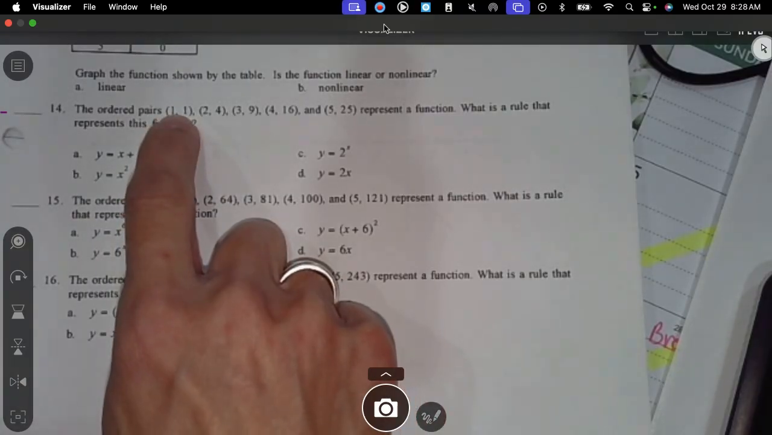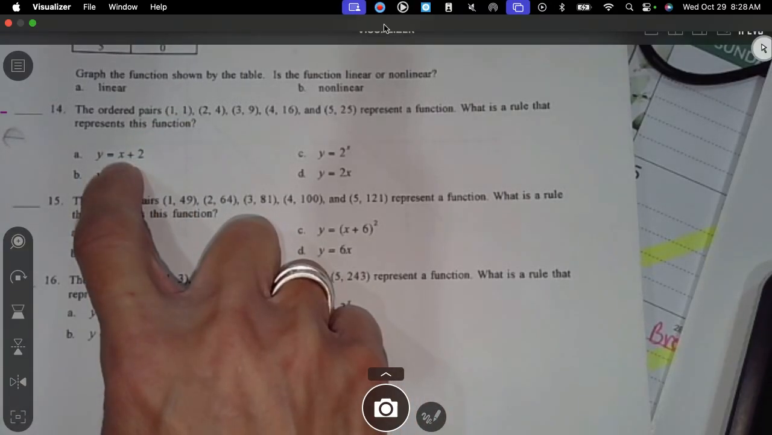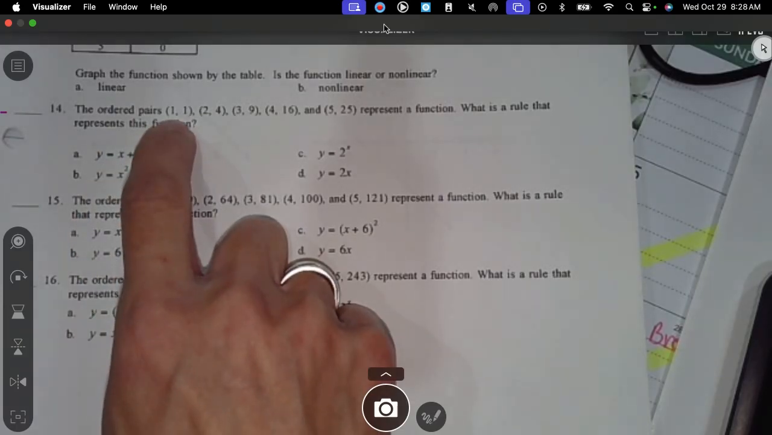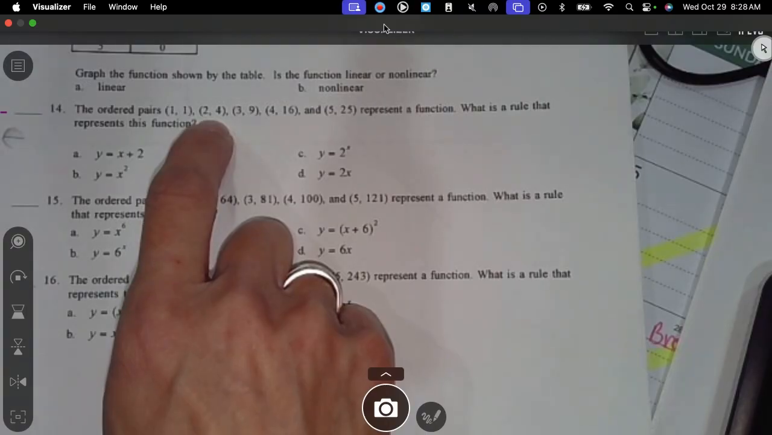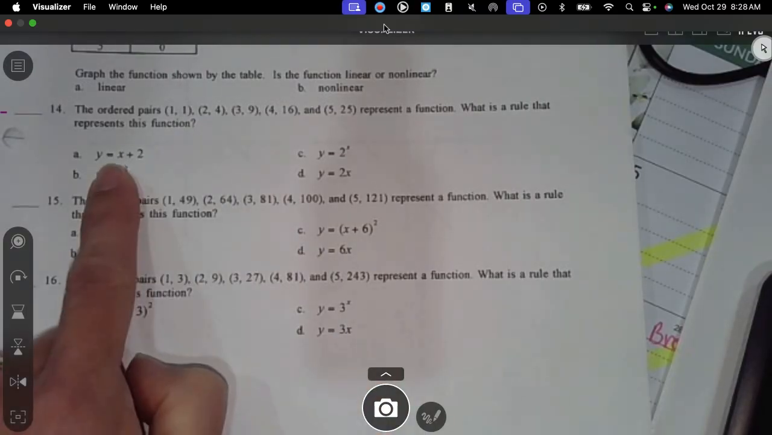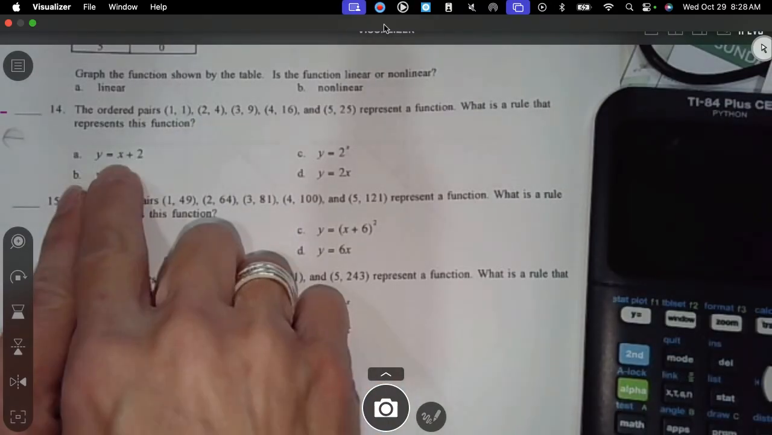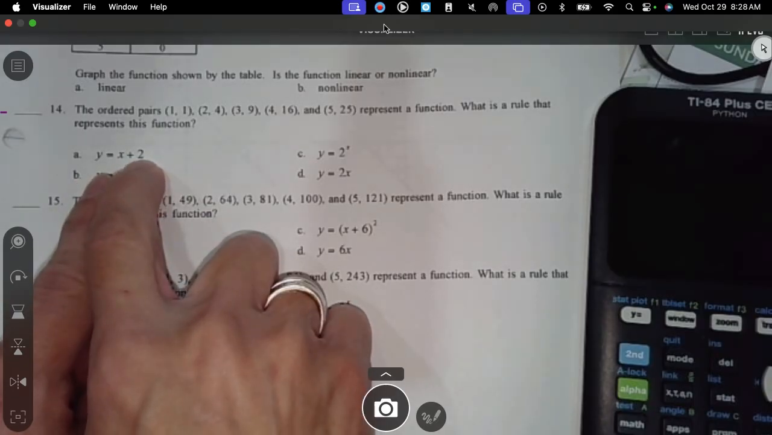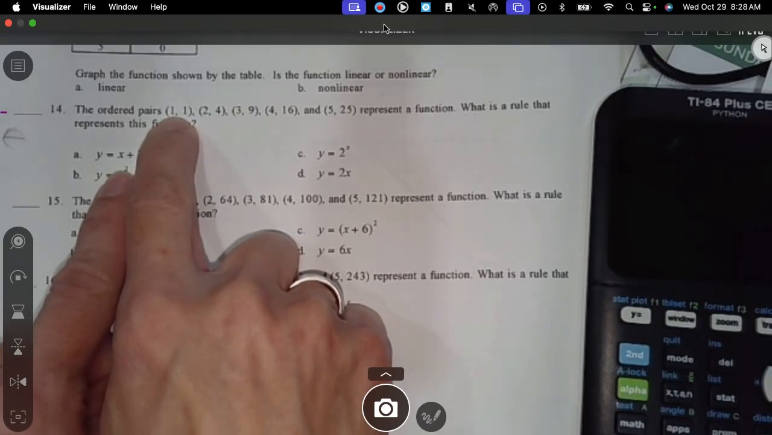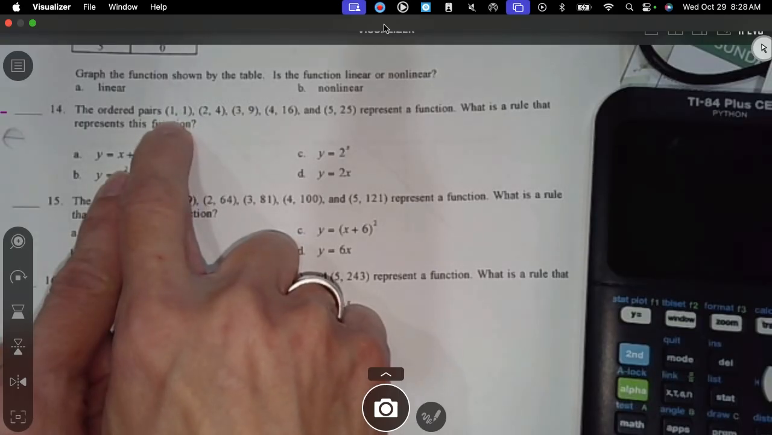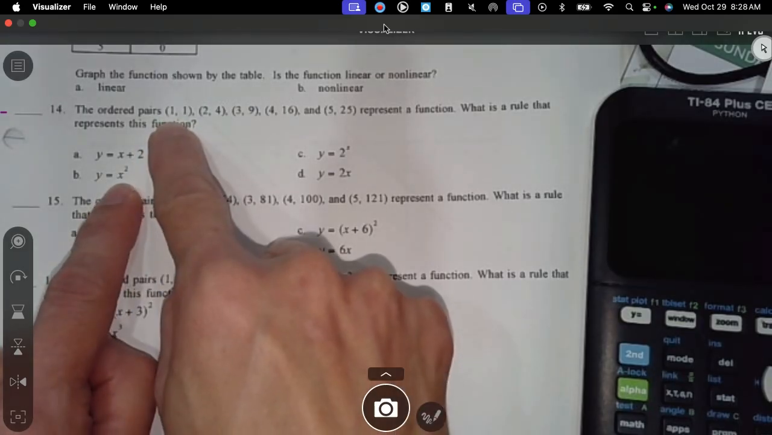Let's plug in 1, 1 into this equation and see if it works. So if I plug in x is 1, do I get 1? All right, so let's plug it in right here. What is 1 plus 2? 3. Did that one work? I wanted to get 1 as my answer. No. Let's plug in 1 for this one.